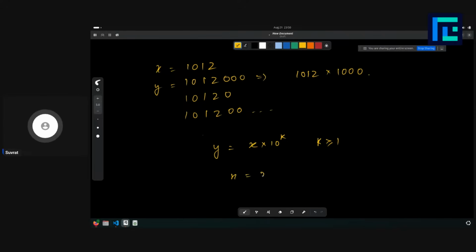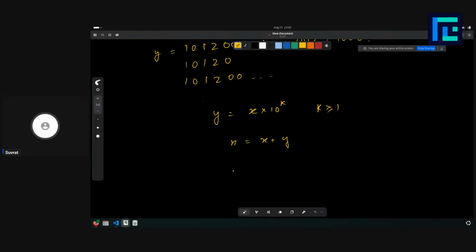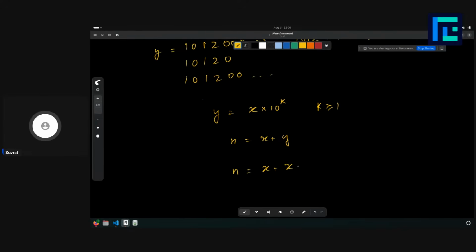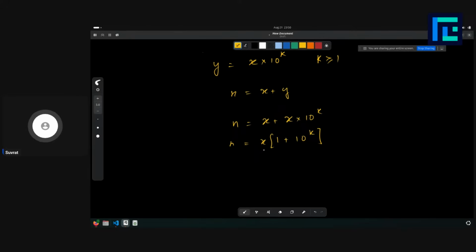So n is equal to x plus y. So n must be x plus x into 10 to the power k. So n must be x times 1 plus 10 to the power k. And since x is an integer, n must be divisible by 1 plus 10 to the power k, because n upon 1 plus 10 to the power k is an integer.